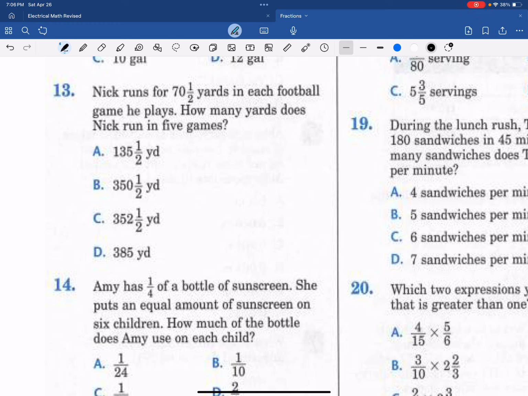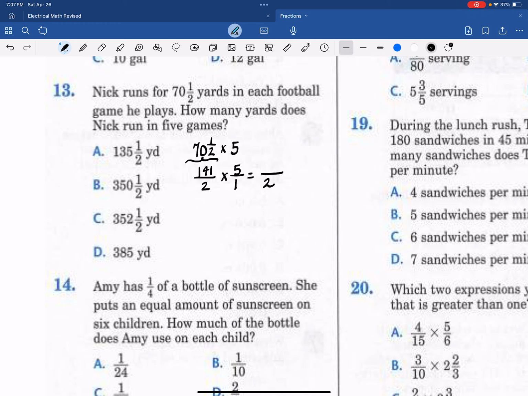Nick runs for 70.5 yards in each football game he plays. How many yards does Nick run in 5 games? So we have 70.5. You could also do this as a decimal, but they want me to do it as a fraction. So I'll say 2 times 70 is 140, plus 1 is 141 over 2. And I'm going to put a 1 underneath that 5. Top times top, bottom times bottom.